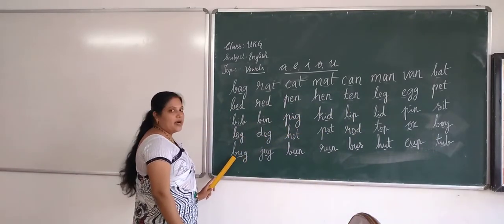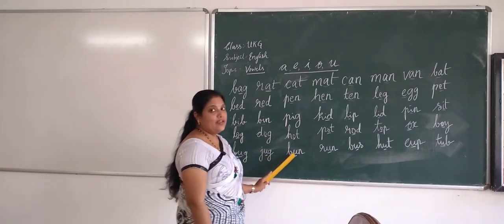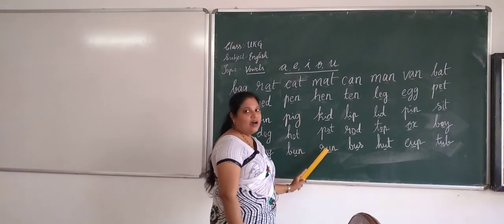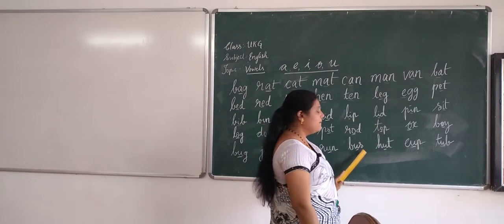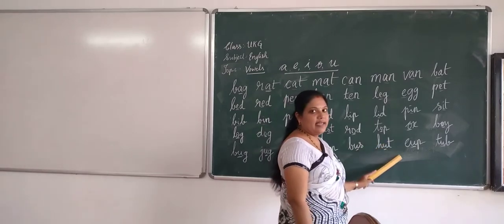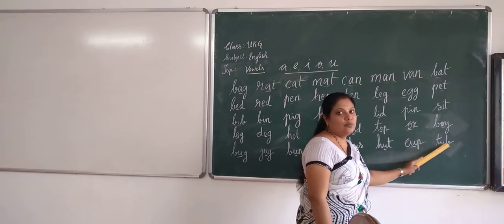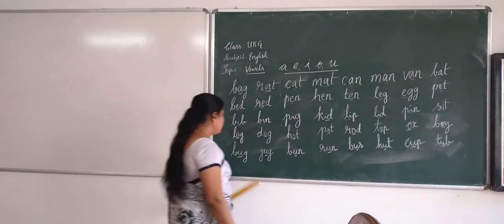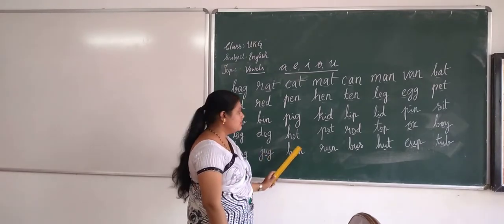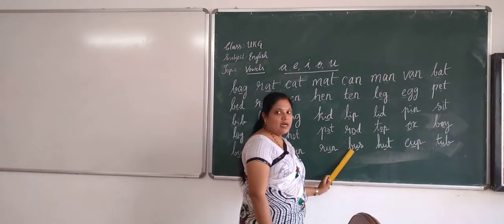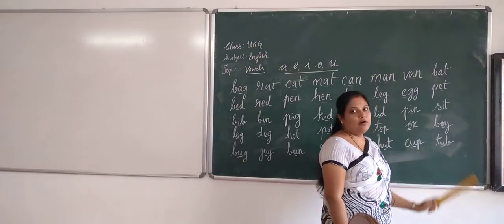Okay, see this one. B-U-G, bug. J-U-G, jug. B-U-N, bun. R-U-N, run. B-U-S, bus. H-U-T, hut. C-U-P, cup. T-U-B, tub. Okay, let's read. Bug, jug, bun, run, bus, hut, cup, tub.